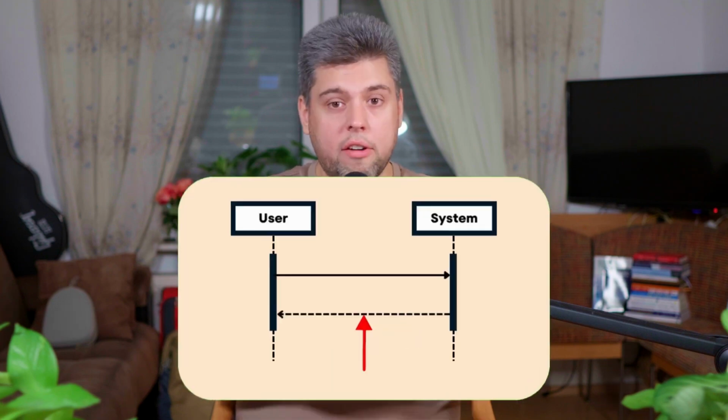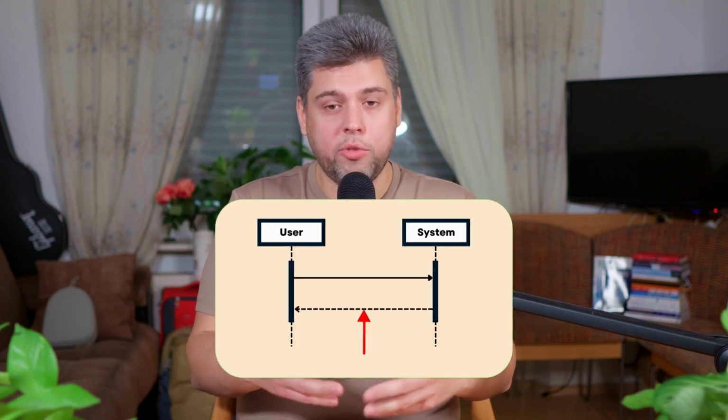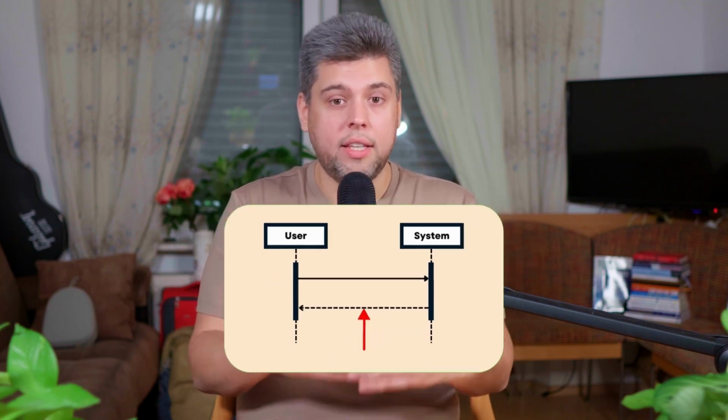For example, a synchronous call might be used when querying a database for information, but you need to wait for data before proceeding. An asynchronous call could be used when sending an email. You don't need to wait for confirmation before moving on. A return message indicates that an object has completed processing and is returning control back to another object. For instance, you'd expect a return message with the result after querying the database.